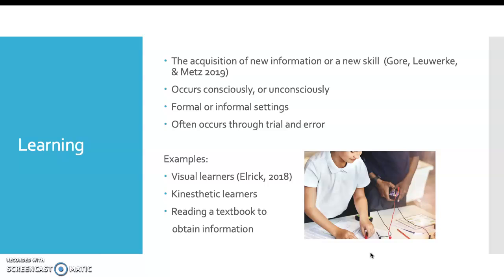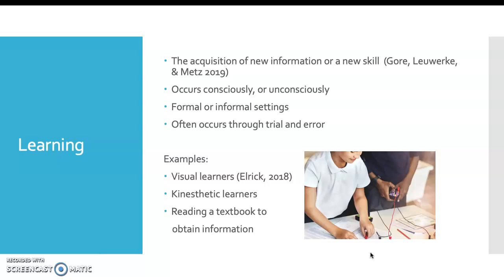Okay, so learning is the acquisition of new information or a new skill. It can occur consciously or unconsciously. It can occur in formal or informal settings, formal being like school or college. Informal would be conversations or just situations in everyday life. And it often occurs through trial and error.